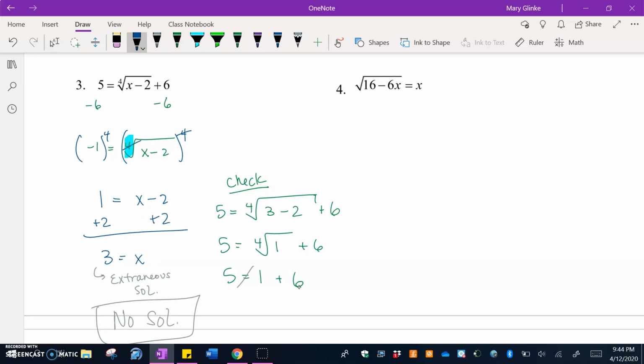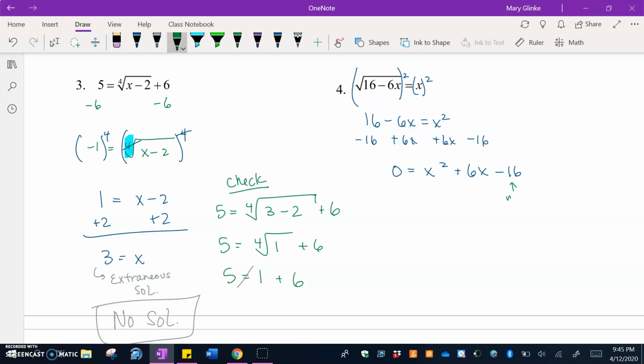We're going to go ahead and get the square root by itself, and it is actually already by itself. So now we're going to do the inverse operation, and we're going to square both sides. And we're going to solve the resulting equation. Now, this one is a quadratic. So in order to solve a quadratic, we're going to use factoring. So we're going to get everything over on one side.